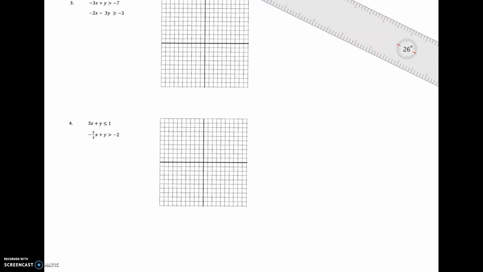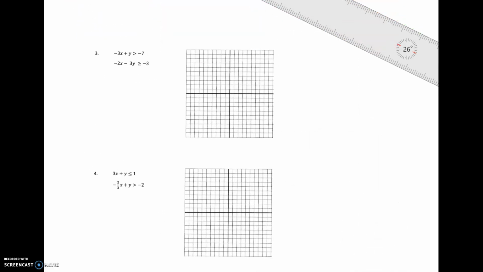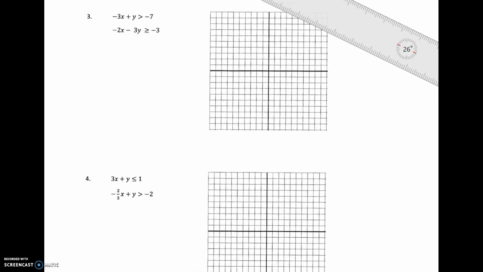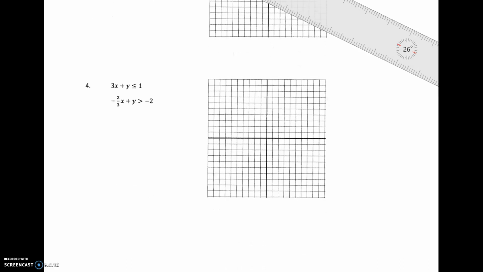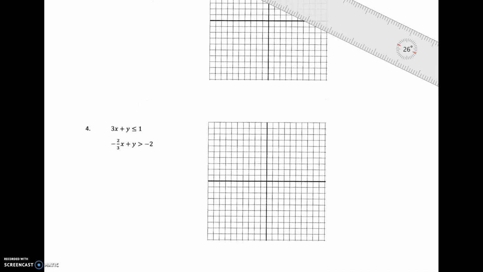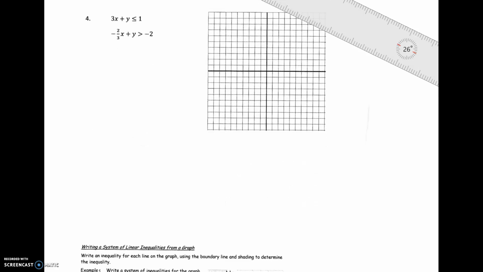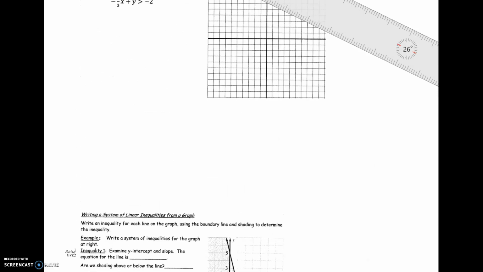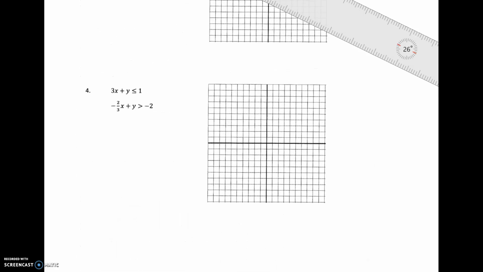Looks like there's 2 more, and these are going to have to be put in slope-intercept form first. So I'm going to stop the video and give you time to put those in slope-intercept form. And after that is done, go ahead and graph them, and then I'll come back on the video and have these done so you can see if you did them right, and then we will finish this last page. All right, so we'll be back together in a few minutes.